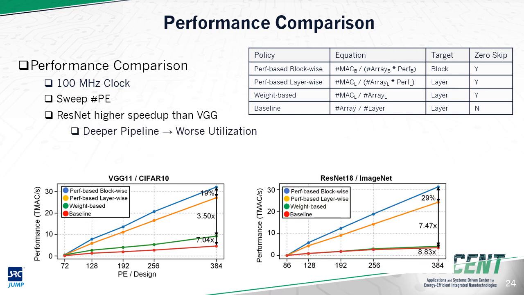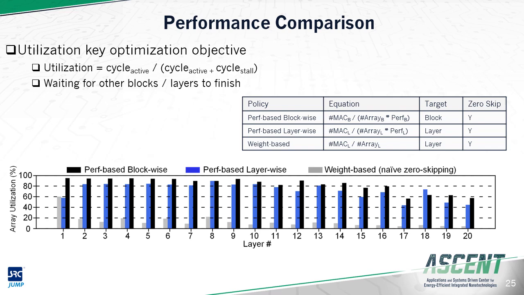Looking at ResNet 18 on ImageNet, we realize even larger speedups, given that the pipeline is deeper and becomes more difficult to balance properly. We observe an 8.83x performance improvement over the prior work in this case. To better illustrate where this performance advantage comes from, we show the utilization of each layer in ResNet 18. Again, we show the table for reference so the viewer can refer to previous points in the video.